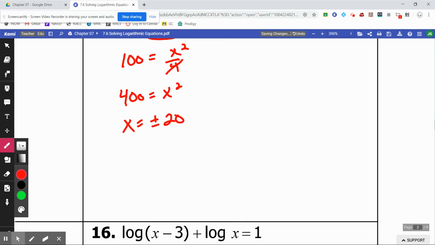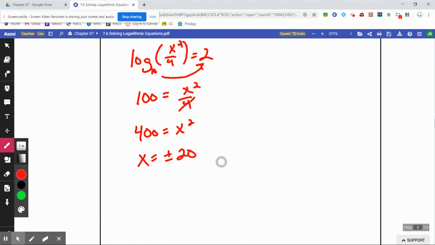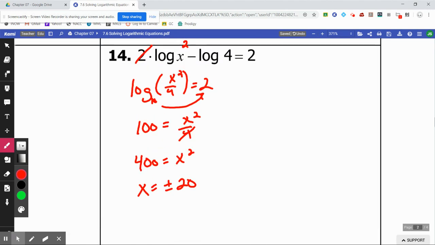And again, ask yourself, does either one of those give you any problems? And one of them will. You cannot take the log of a negative, so plugging in 20 is fine, but plugging in that negative 20 is going to give you right here the log of negative 20, which you cannot do. So we're going to throw away the negative and just keep x equals 20.